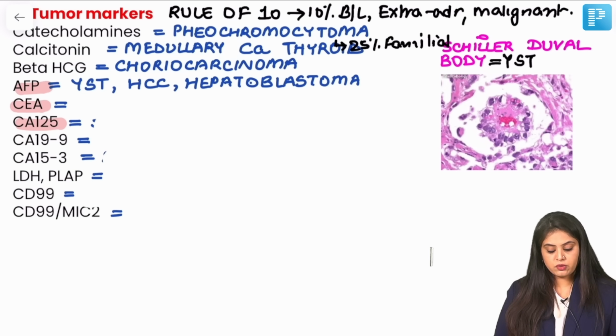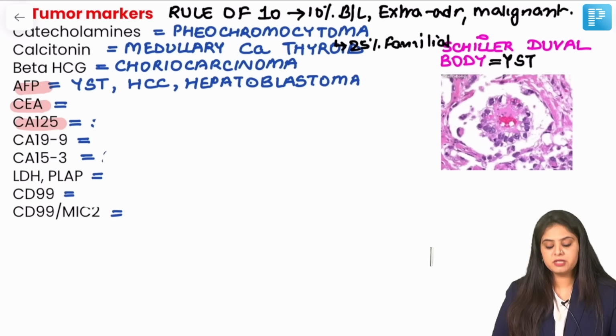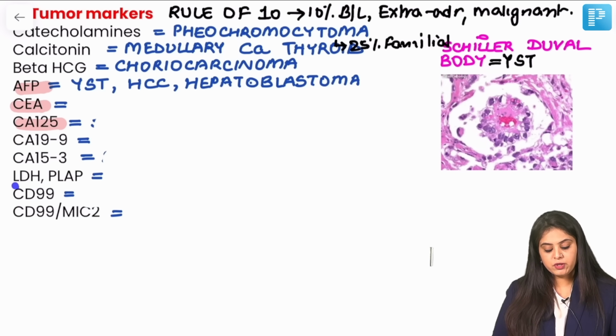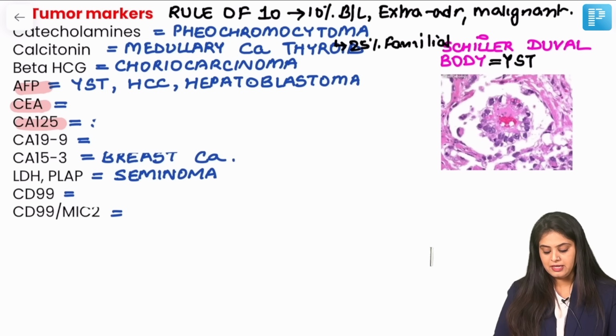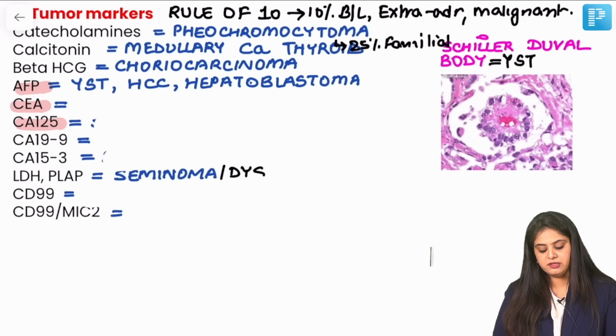Now, because you are talking about the yolk sac tumor, which is an ovarian reproductive organ tumor, let me just pick out a few others which could help me over here. Like over here, we also have LDH and PLAP. Now, these are the two tumor markers for seminoma, and if they're talking about seminoma, of course, its counterpart in ovary is going to be dysgerminoma.